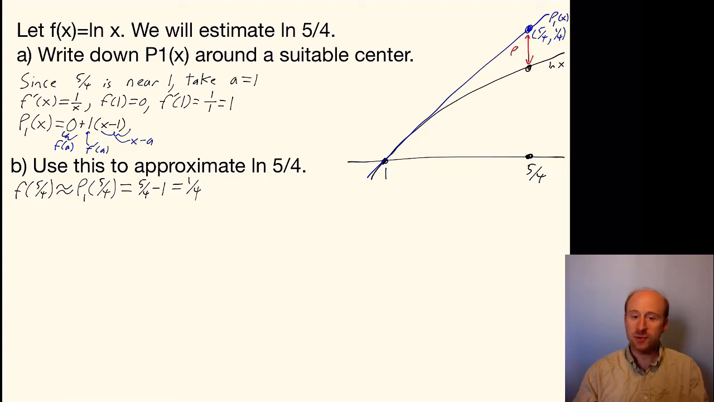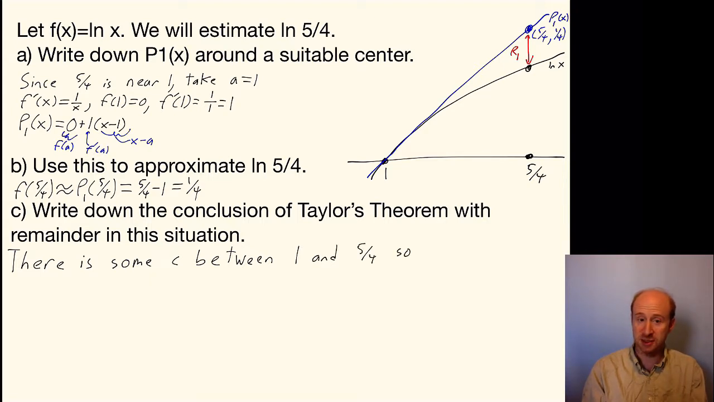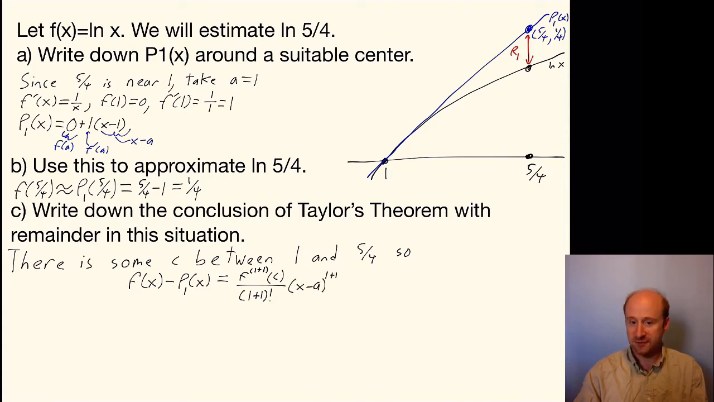What Taylor's theorem with remainder lets us do is zoom in on this error, this thing we sometimes call R1, the gap between f of x and p1 of x. So what Taylor's theorem with remainder says in this situation is there is some c between 1 and 5/4, between x and a, so that f of x minus p1 of x, the difference between the correct value and our estimate p1 of x, is this formula: f of n plus 1 of c divided by n plus 1 factorial times x minus a to the n plus 1. N is 1 here, a is 1, x is 5/4.